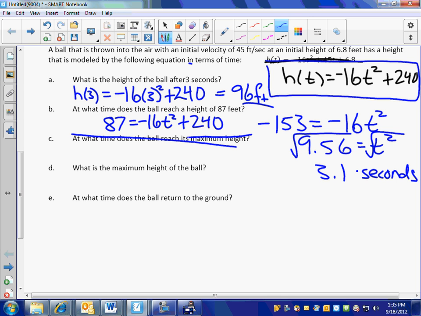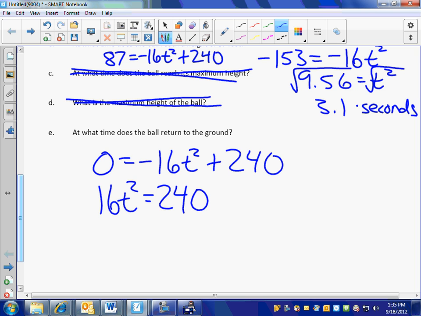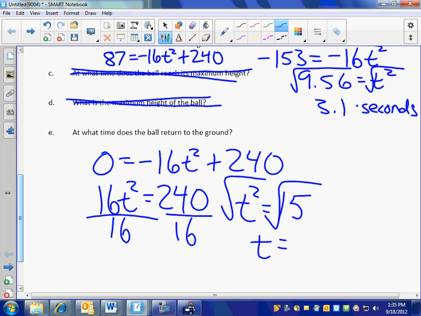We're not going to talk about maximum height. That's going to happen at a later section. We're not going to talk about the time that is reached, or actually what the maximum height is. But we will ask this question: when does the ball return to the ground? So if I wanted to find out when the ball actually hit the ground, what would I then do? I'll put in 0 for my height. 0 equals negative 16 t squared plus 240. I solve that just like I did the other one. This time I'm going to add 16t squared to both sides. 16t squared is 240. Divide by 16. T squared is equal to 15. Square root both sides. T equals 3.87. So after 3.87 seconds, it hits the ground.